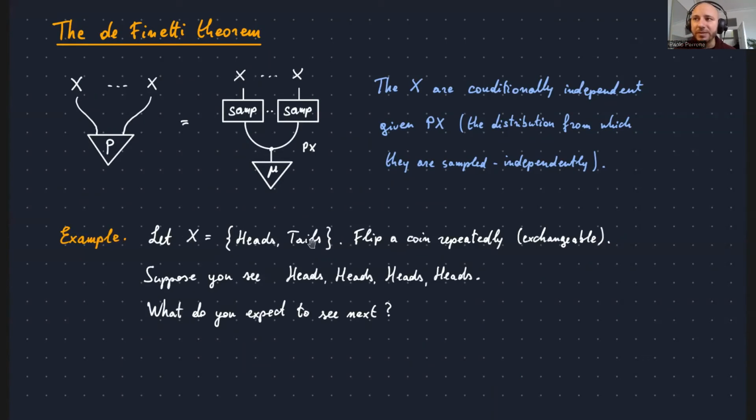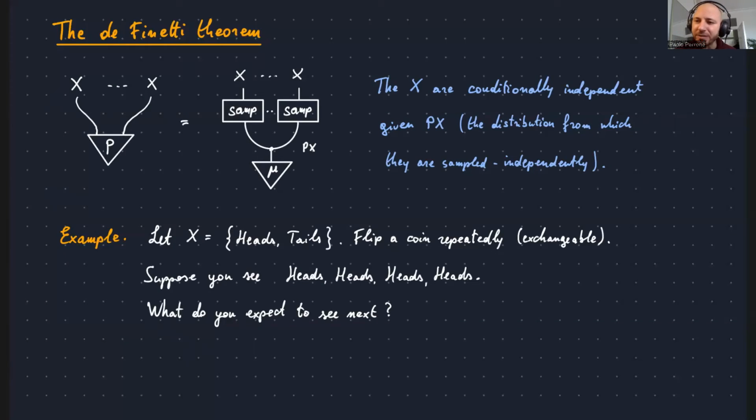Take X to be just a 2-point set, so heads and tails. So that's a coin flip, all right? Now, flip a coin repeatedly. That's exchangeable, right? Because you don't expect different probabilities on your first flip or on your 10th flip. The probabilities are going to be the same. So this is exchangeable, okay? Now, you flip this coin repeatedly, or maybe let's say a friend of yours has this coin and flips it repeatedly, and you see that the flips come out as heads, heads, heads, heads again.